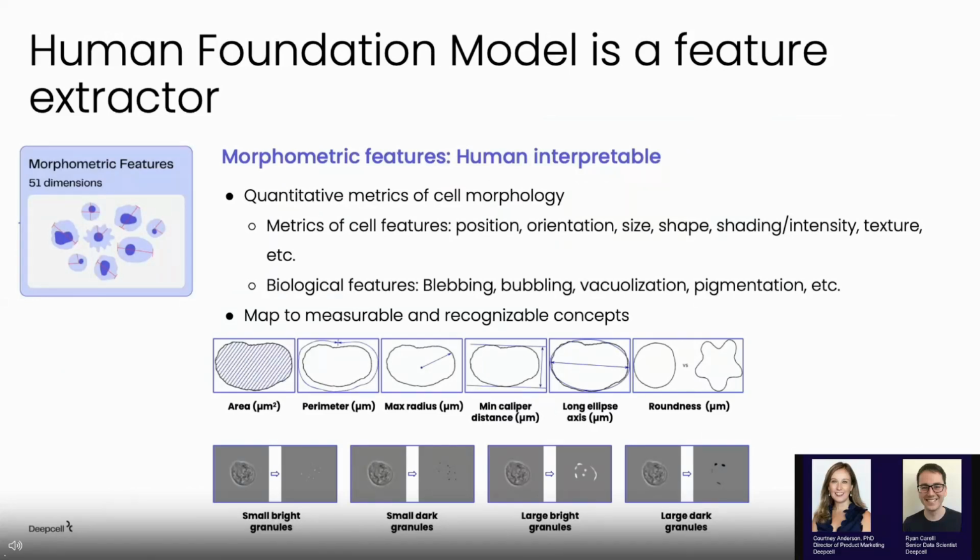Morphometric features can be considered human interpretable, quantitative metrics of cell morphology, including cell size, shape, texture, and intensity, as well as biological features such as blebbing and pigmentation. They also map to measurable and recognizable concepts. And shown here are some of the examples of the 51 morphometric features that we compute, starting with simple and obvious ones, such as area and perimeter, to the ones that measure granulations and more subtle features. You can find a complete list and description of these metrics on our website in our HFM panel sheet.